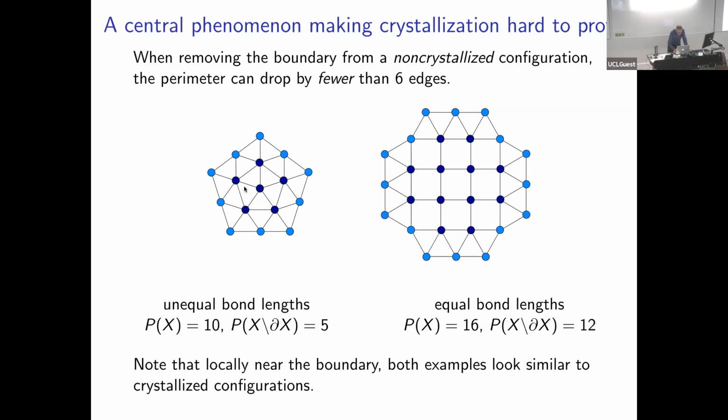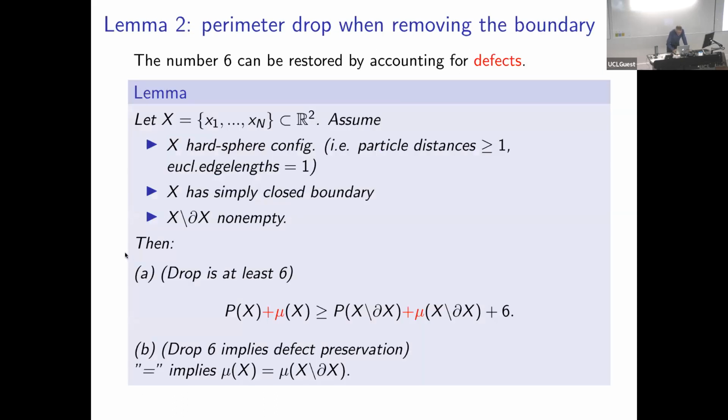Here in the inside you have some kind of defect, and the correct thing where the drop is at least 6 is you need to consider the perimeter and the defect measure together. So this number 6 for the drop can be restored when we account for defects. Okay, and when I added the closed shell, that's a bit related to Franz Merkel's talk yesterday, and also the discussions we had with Werner about the Burgers vector and so on. So you can tell by looking at the boundary that there are sort of defects inside.